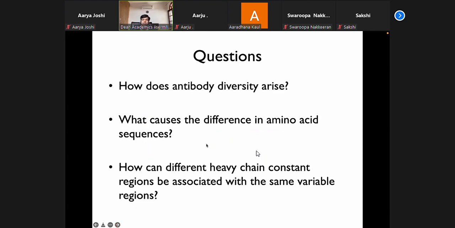How does antibody diversity arise? What causes difference in amino acid sequences in the variable region? And how can different heavy chain constant regions be associated with the same variable region? Okay, so these are all the questions we are going to address. But let's not complicate things today, because it may not be so easy to understand. And I think we should continue with this topic when all of you are present. Okay, so I'm going to actually stop this session now.